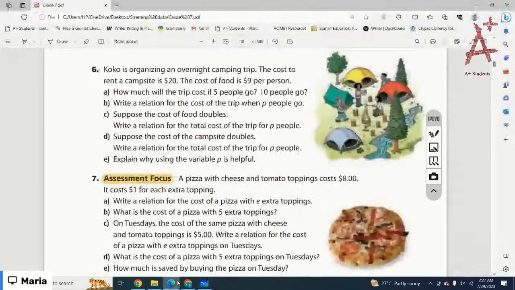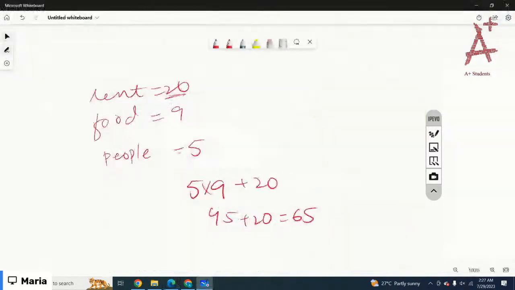Okay. C part B. What a relationship for the cost of the trip when P people go. You don't know that P number of people is just P. So it would be 9P plus 20, because 9 for the food, 5 people, so it would be 9P plus 20. Got it?